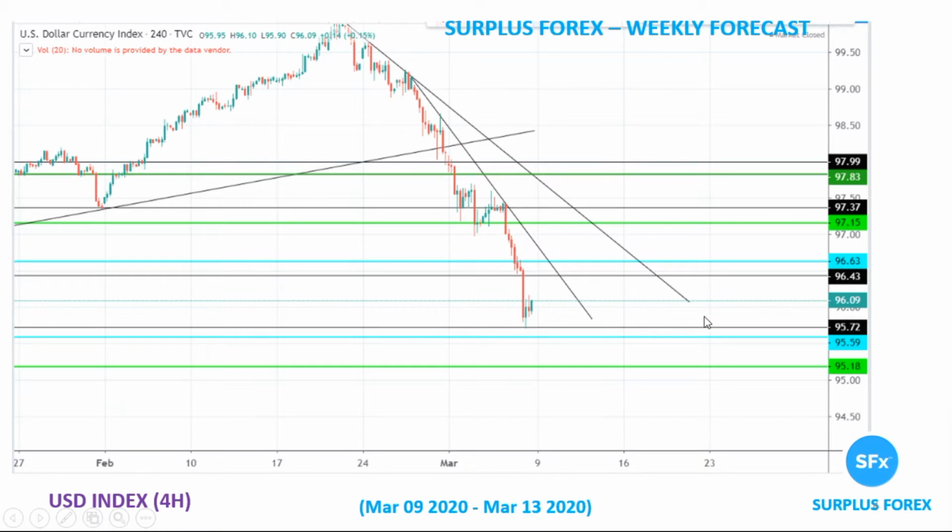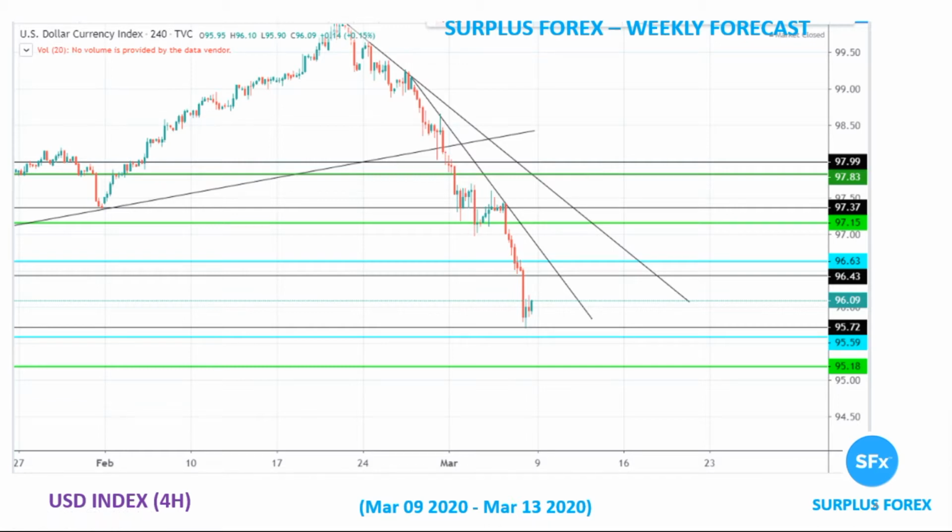If it drops further below 95.72, I'll make an entry close to 95.59, and I'll be taking my first target at 95.18 if it goes bearish. But I expect, as I said, a recovery. If it goes above 96.43, I'll be entering at 96.63, making my first target close to, right below 97.37, close to 97.15, and second target at 97.83.